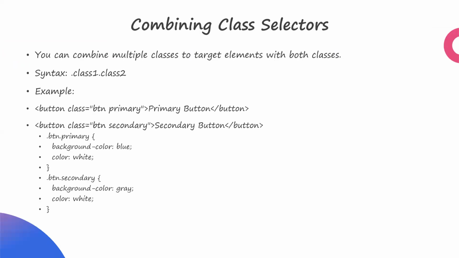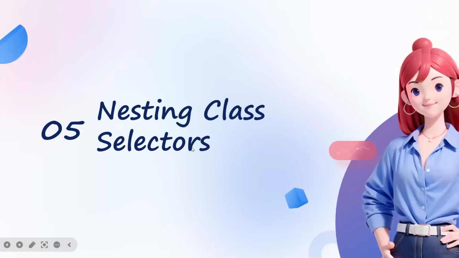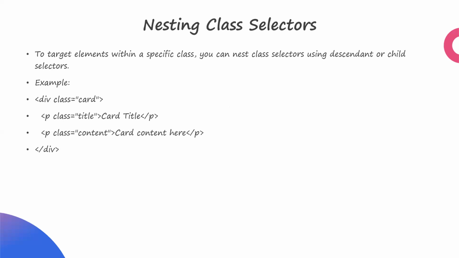You can also nest class selectors. I can say I want to target the element that has a particular class that is inside a particular class. To target elements with a specific class, you can nest class selectors using descendant or child selectors. We'll also talk about descendant or child selectors in the next section. But look at it: we have this div, and this div has the class card. Then we have this paragraph that has the class title. This other one is a paragraph with class content.